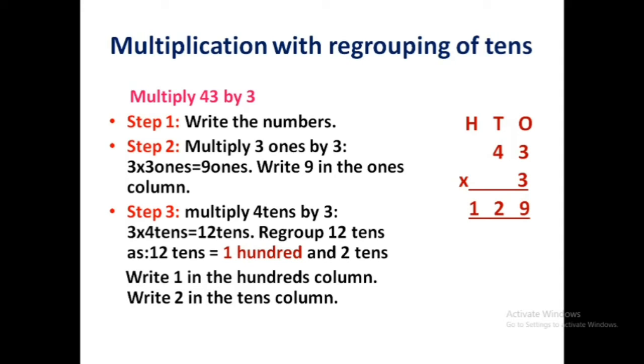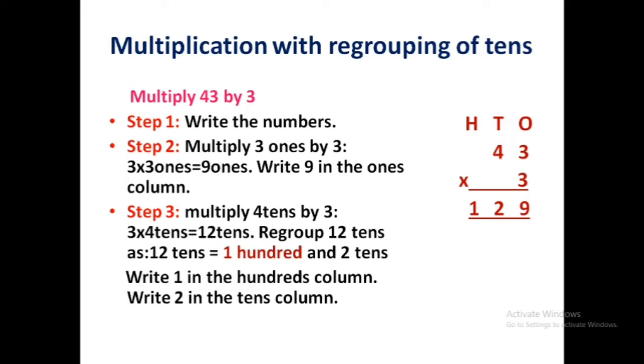Next, multiplication with regrouping of tens. Let us see how to multiply 43 by 3. Here we have to write hundreds, tens and ones. HTO. Below that we will write 43 into 3. Begin multiplication from the ones column. First we have to write the numbers, then we'll start multiplication from the ones column.